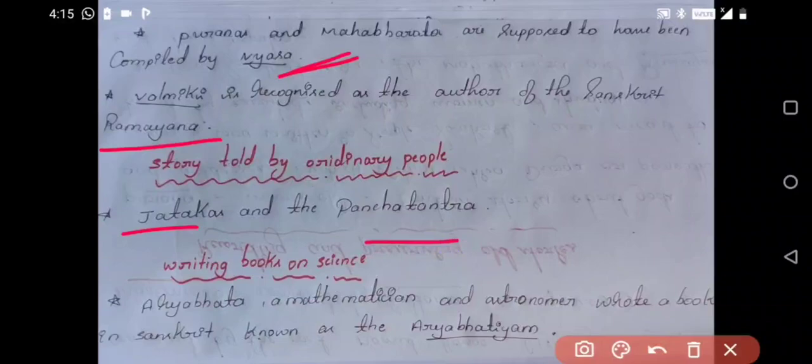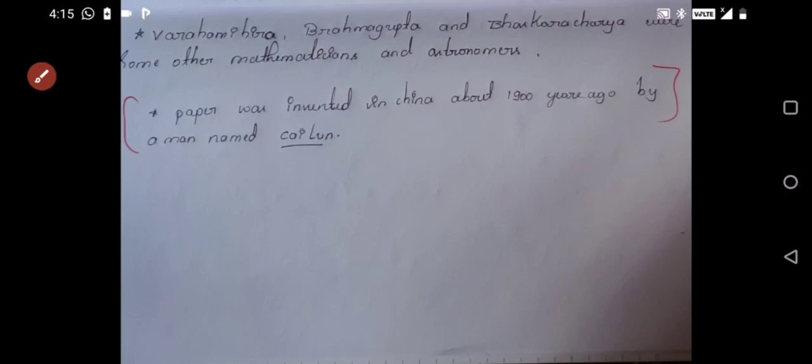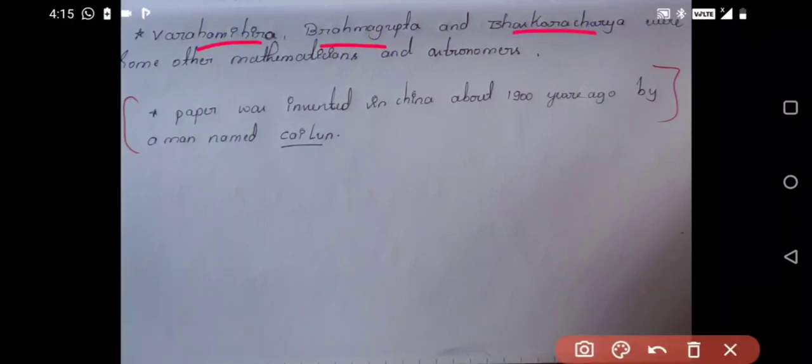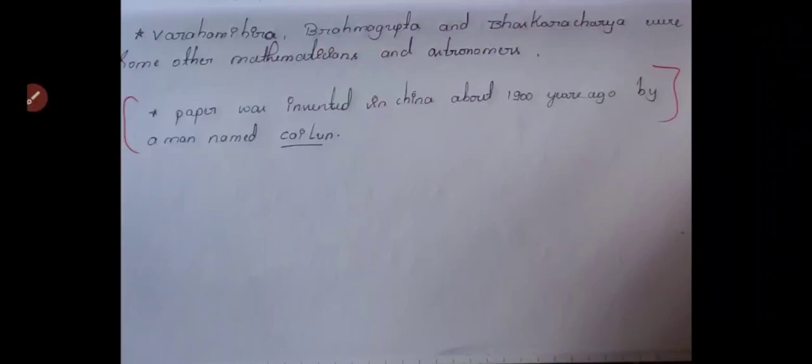Next, writing books on science. This was a time when Aryabhatta, a mathematician and an astronomer, wrote a book in Sanskrit known as the Aryabhatiyam. And Varahamihira, Brahmagupta and Bhaskaracharya were also important mathematicians and astronomers. We all know that zero was invented in India by our mathematicians. This system of counting was adopted by the Arabs, then it spread to Europe, and it continues to be in use throughout the world.